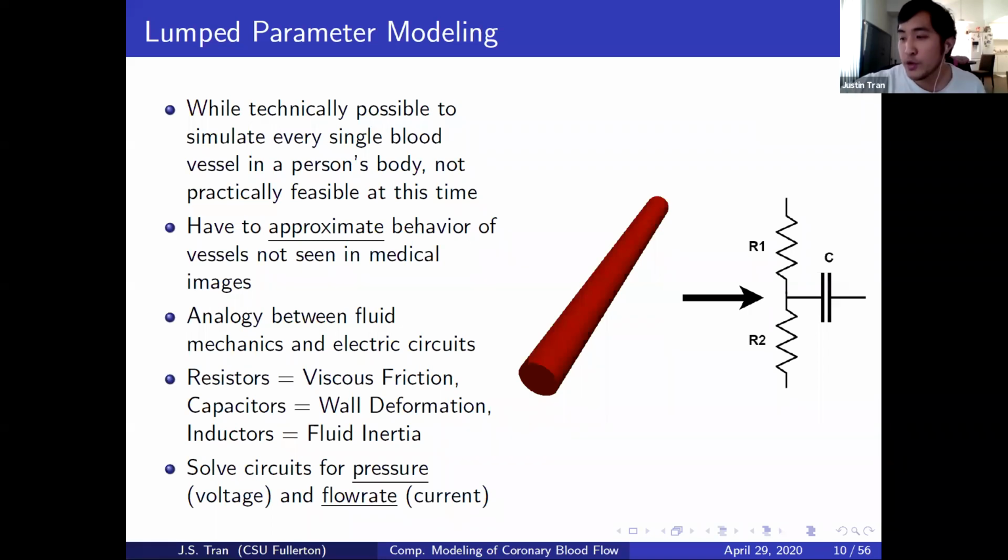The way we do that is we use a method called lumped parameter modeling, where we use an analogy between fluid mechanics and circuits, believe it or not. You can take all the blood vessels that are downstream of your model and model them with resistors and capacitors and inductors. I'm sure that was everyone's favorite class here at Cal State Fullerton. So the analogy is that once we replace these vessels with elements like resistors and capacitors, when we compute the voltage in these circuits, that's the same as fluid pressure. And when we compute the current, that's the same as the fluid flow rate.